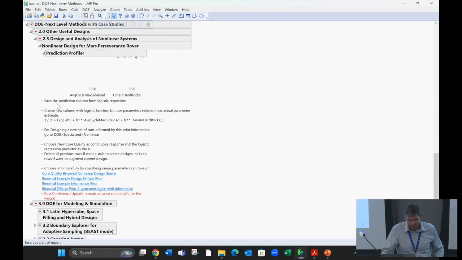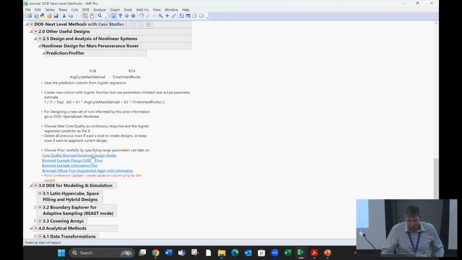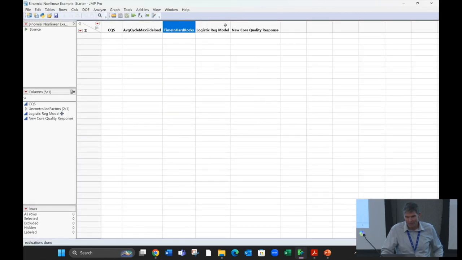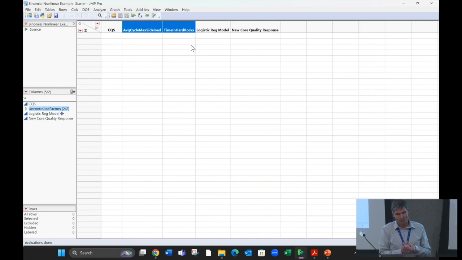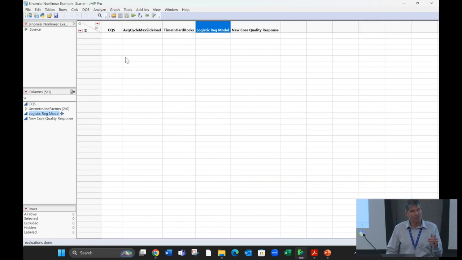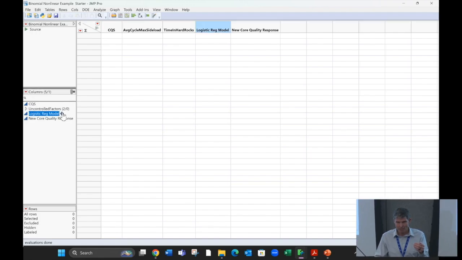So what we have is 2 factors here. This is my core quality. This is the NASA rocks again. So it's 2 input factors: the average cycle side lobe and then time in hard rocks. Okay, and then that's ultimately going to result in some core quality. So what happened is I have previous data and I ran the logistic regression on it, right? So we know we get those parameters from the logistic regression, and that's what this is right here.